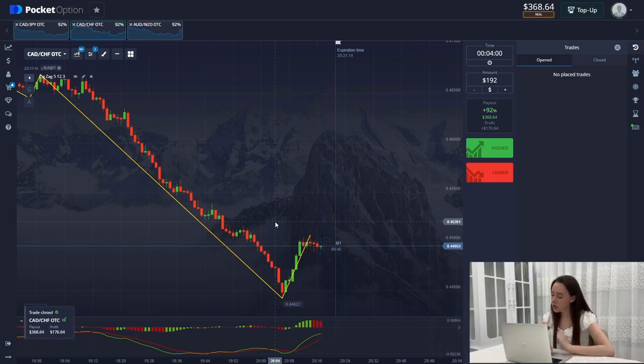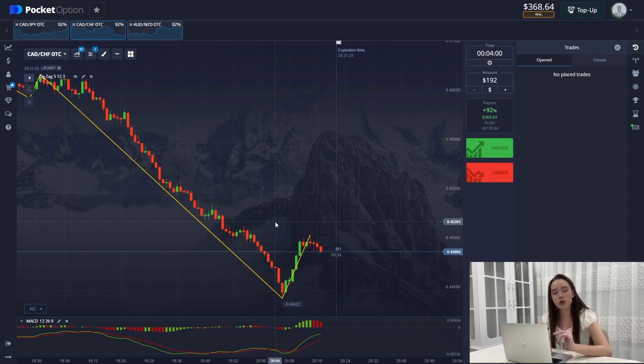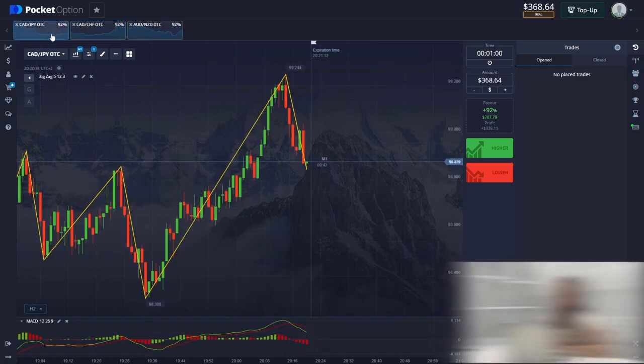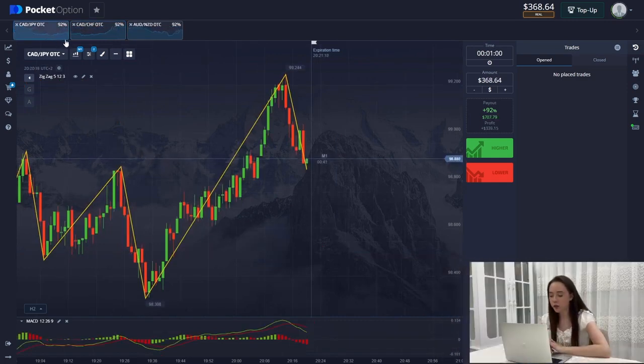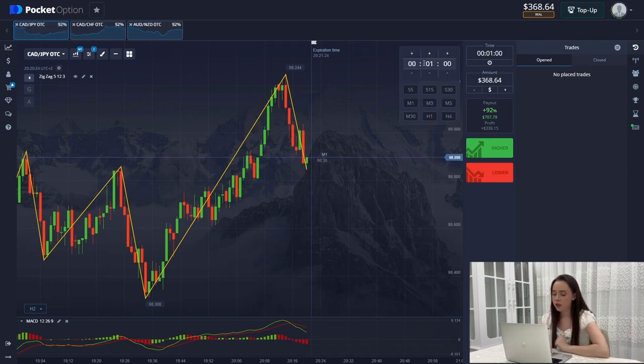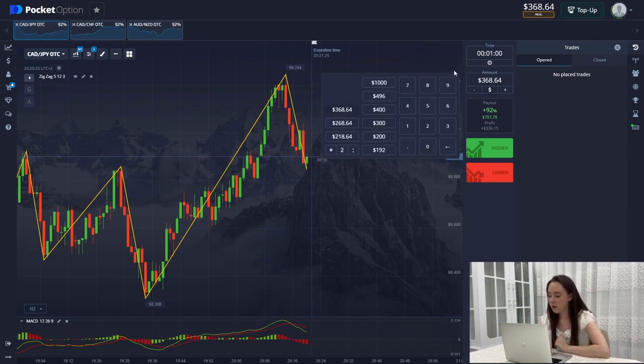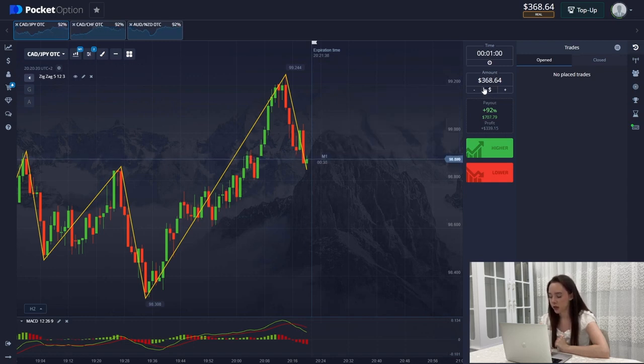Well, traders, the second deal for today is closed in our favor, and the profit was $176. You and I are moving on to our last currency pair for today. A nice currency pair. I reduce our time frame to 1 minute only, and I'll open the trade again for the maximum amount, and of course I'm going to open a trade on the downside.